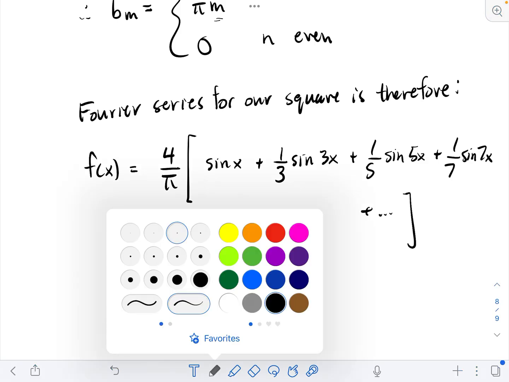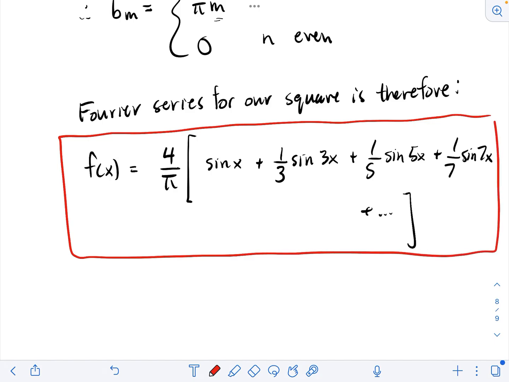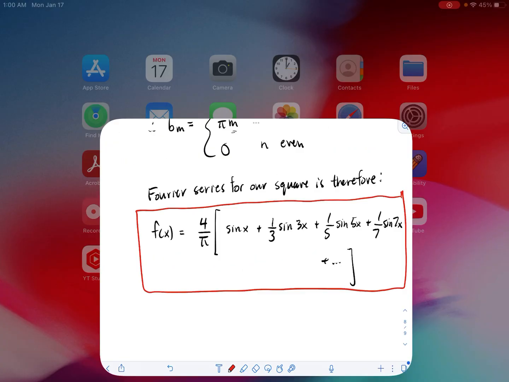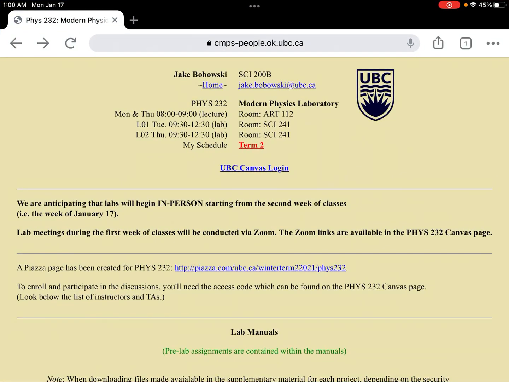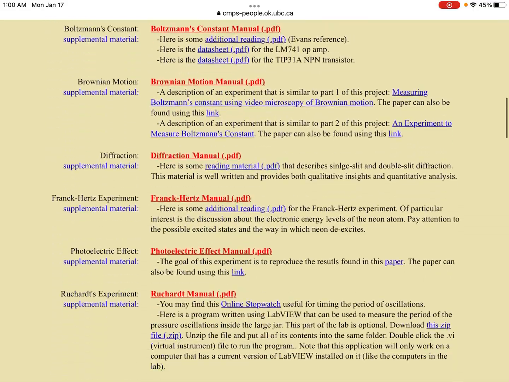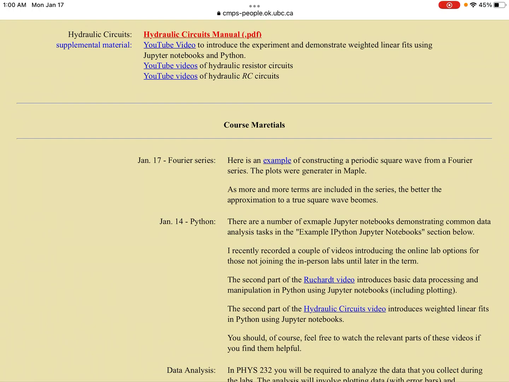And you might look at that and understandably think, well, how do I know that that actually looks like a square wave? It doesn't seem like, at first glance, that it would. So I've generated some plots that I want to show you. They're actually on the course website. So here we are on the course website, and I just want to scroll down to course materials. And so here's a January 17th entry, and there's an example of constructing periodic square wave from a Fourier series.